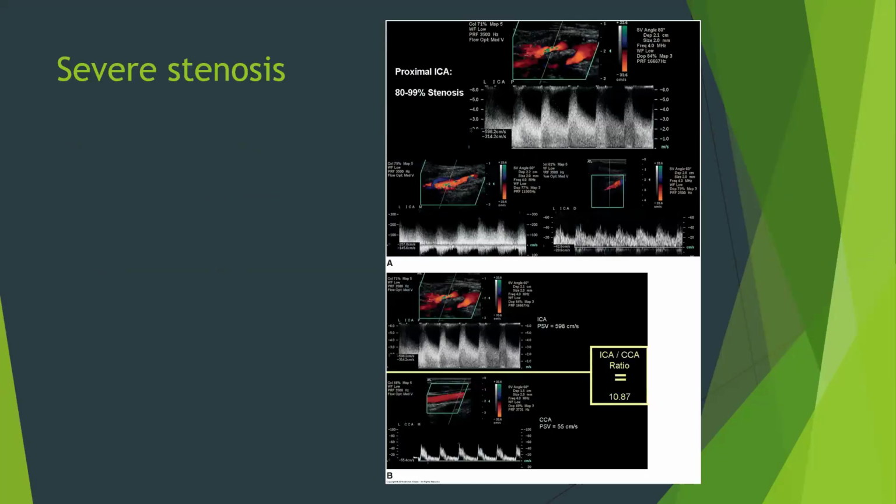So here's our severe stenosis. In that first picture here, we're getting velocities of 598 centimeters per second over 314 centimeters per second. And then we're getting post-stenotic turbulence as well, distal to that stenosis. That's what you kind of see in those bottom two pictures. And then we have our ratio of 10.87. Okay, so obviously higher than that 4.0 mark.